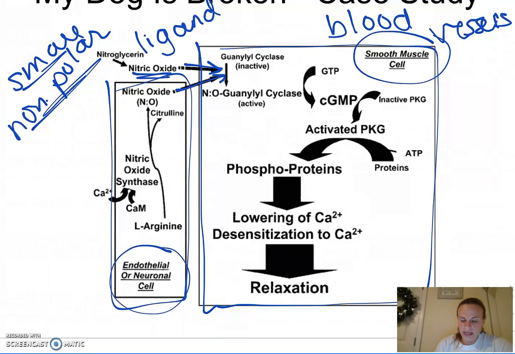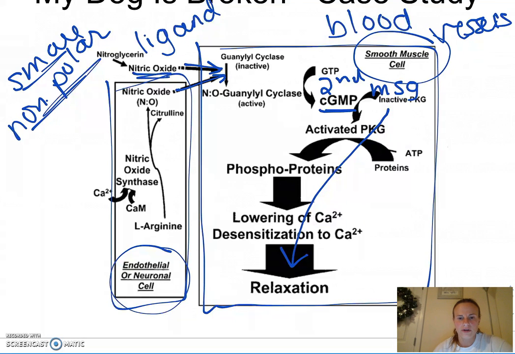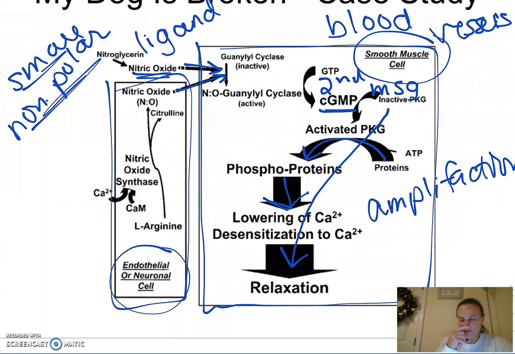Would you be able to recognize that cyclic GMP is a secondary messenger that's going to set off this cascade of reactions? And what does it mean that these arrows are increasing in size? What do you think that would imply? That implies amplification. And what ends up happening is the response. In this case, would you be able to recognize that relaxation is the response?